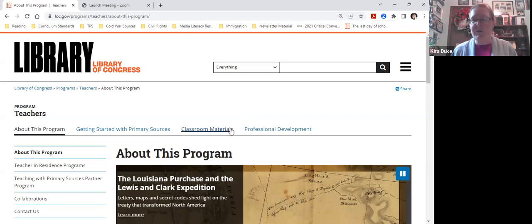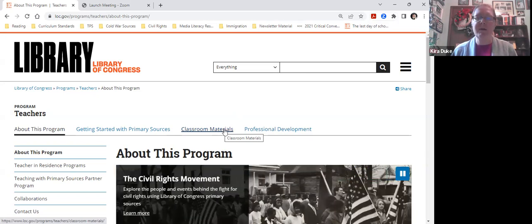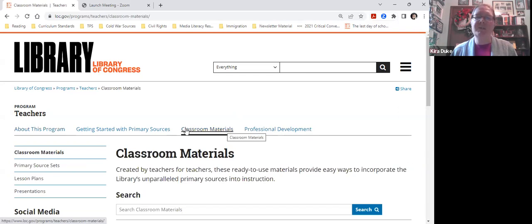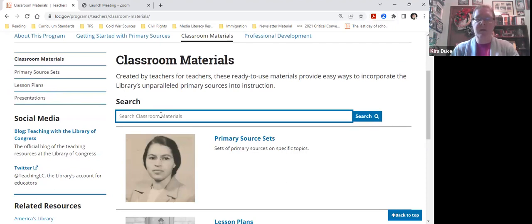They have a lot of great things that are already pulled together for you, and it's going to help you so you don't fall down rabbit holes and get overwhelmed with the sheer amount of material that is available through this website. If you click on classroom materials there across the top, you can actually just search this section. So we're just going to search Constitution.